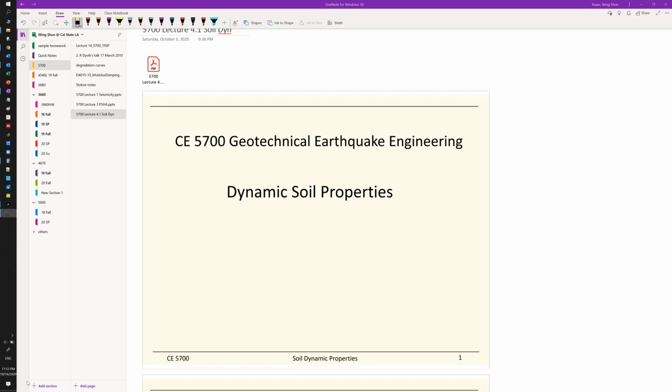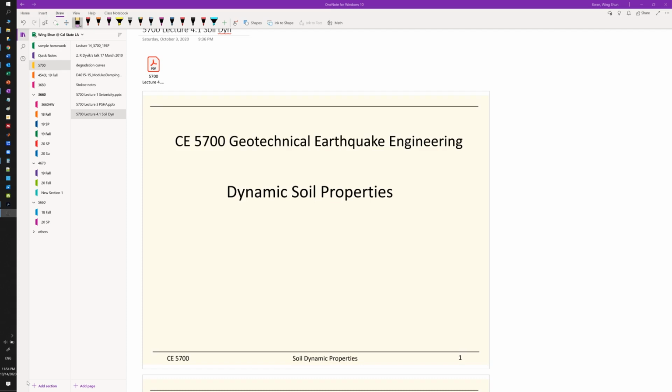Nothing about dynamic loading. The difference between static and dynamic loading is that for dynamic loading, you have cyclic events, which means the loading will go back and forth. You can think of a sine wave. Static loading is pretty much monotonic: you're adding a dead weight on the soil, and the loading will only go in one direction. But in earthquakes, it's a cyclic loading.